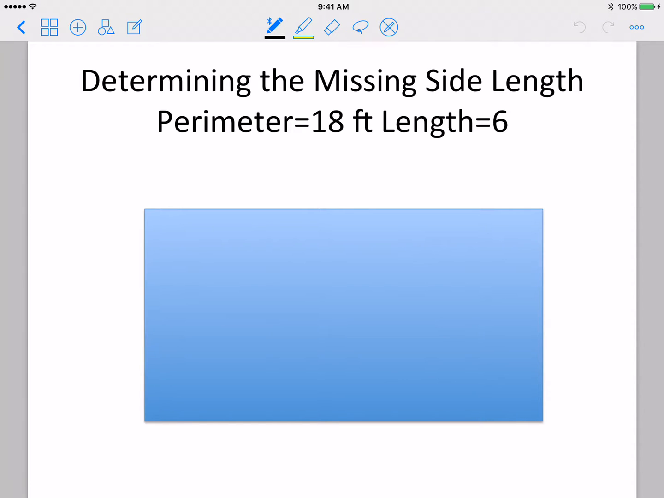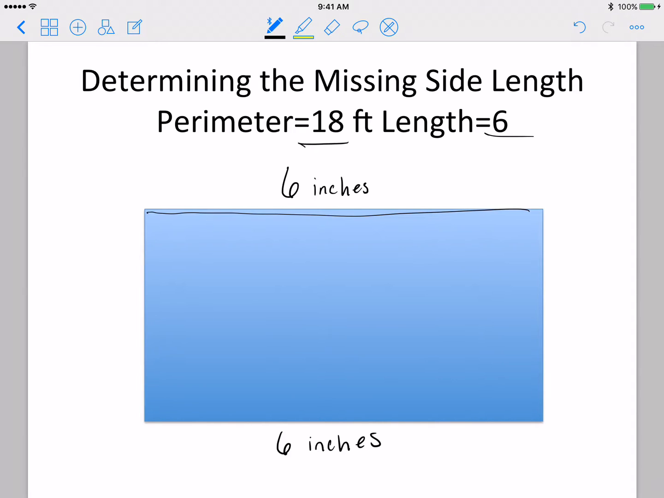Next, we're going to determine the missing side length given the perimeter. Given the perimeter, how am I going to determine the missing side length? So we know that the distance around the outside is 18. We know that one of the side lengths is 6 units. Let's say it's 6 inches. If this side length is 6 inches, by the property of rectangles, we know that this side length is 6 inches as well.